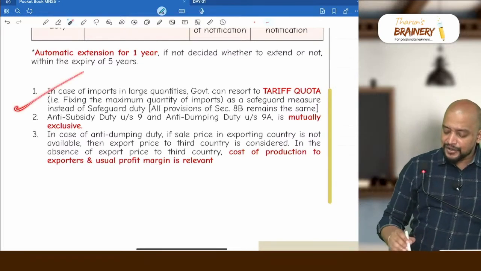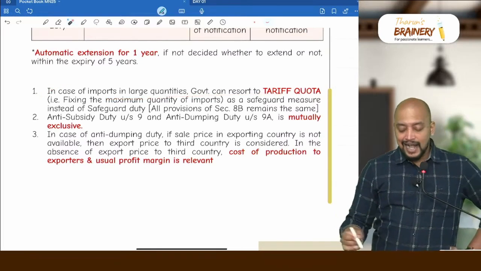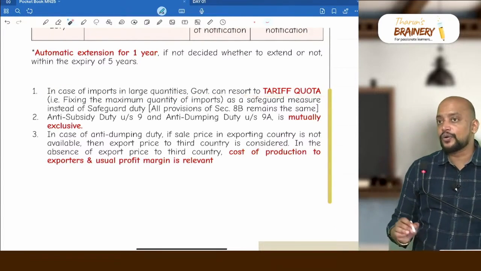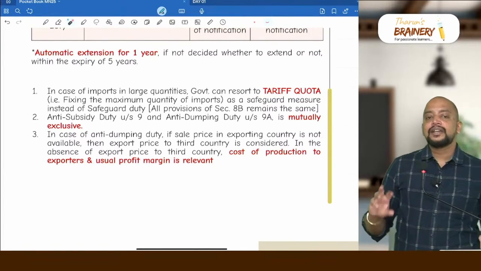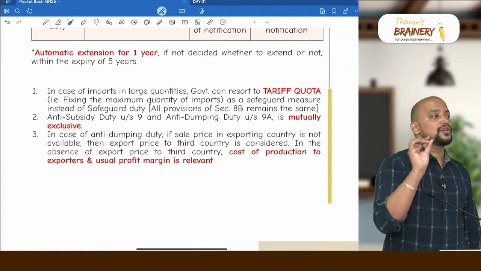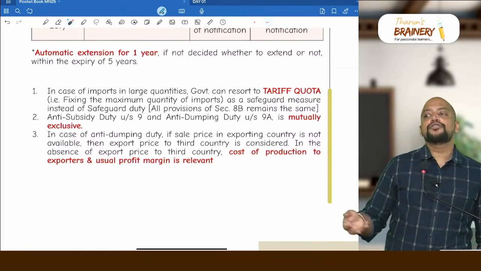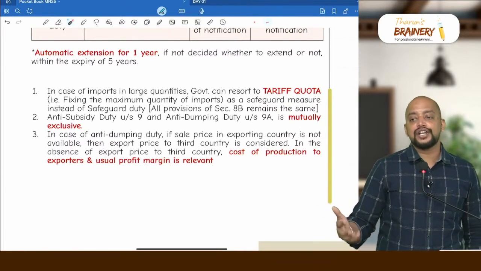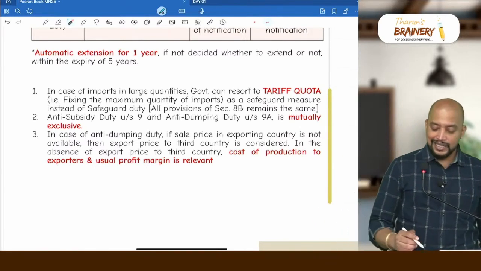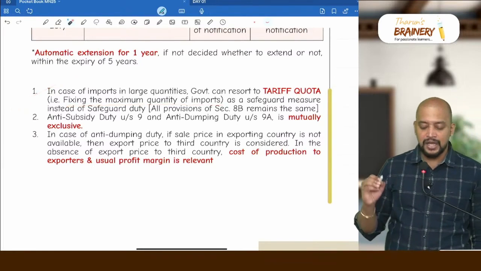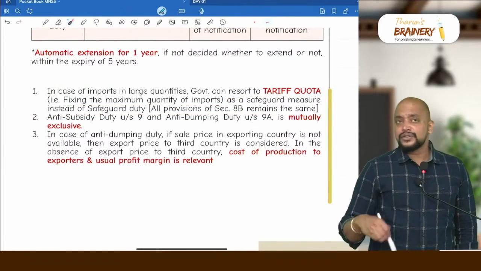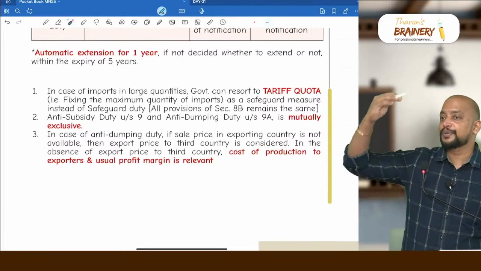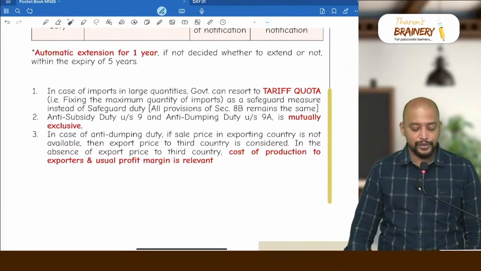And in case of imports in large quantities, government can also resort to the tariff rate quota model. Tariff rate quota model is like, for every person they will be giving a quota: this much only you can import, and beyond that, if you are importing, you need to pay some additional duty. Like that they can bring it in, okay. That is tariff rate quota, fixing the maximum quantity of imports as a safeguard measure instead of safeguard duty. So all the safeguard duty provisions are applicable to the tariff rate quota model also.